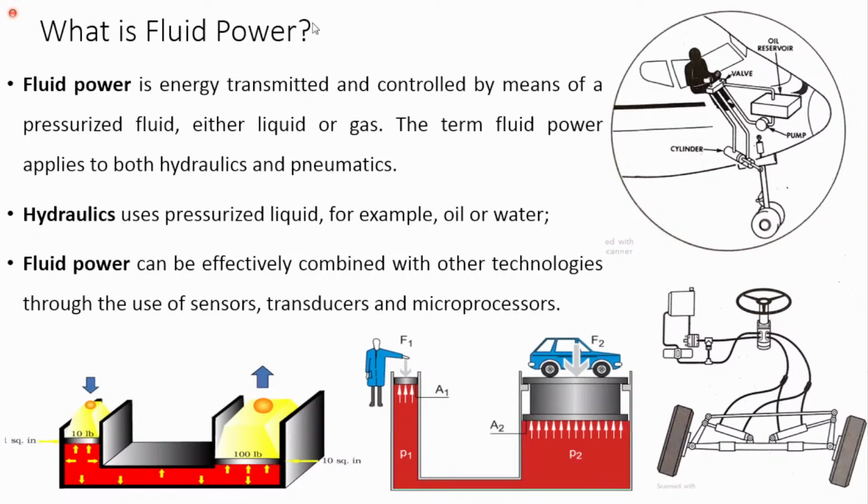In most industries, everything is getting automated nowadays. What do you mean by automation? Automation means there is less human interference, and we want everything to be controlled with the help of sensors, transducers and microprocessors, using fluid power. So let us talk about the hydraulic systems.